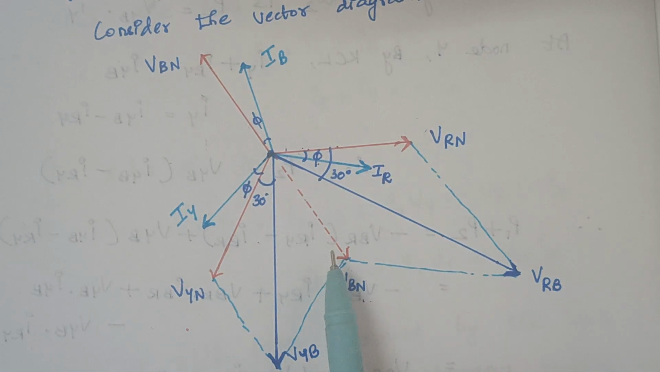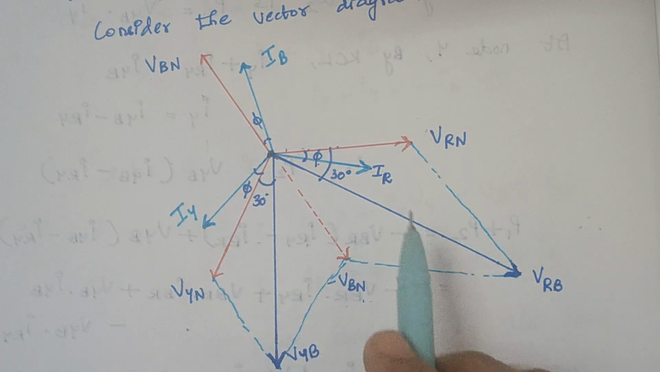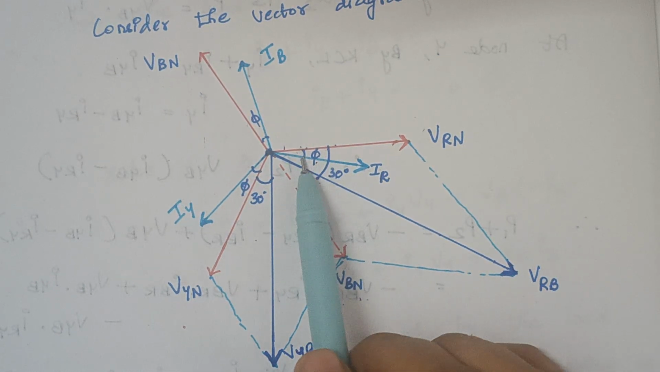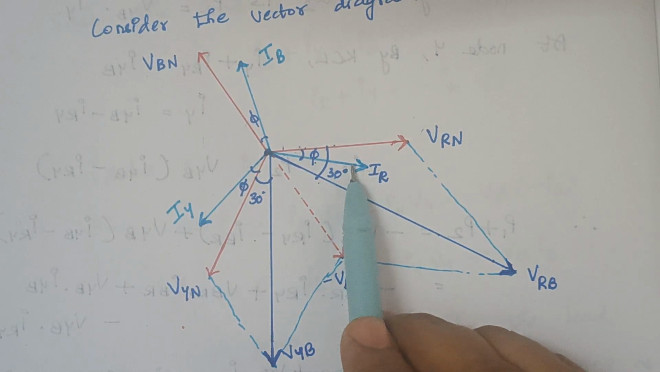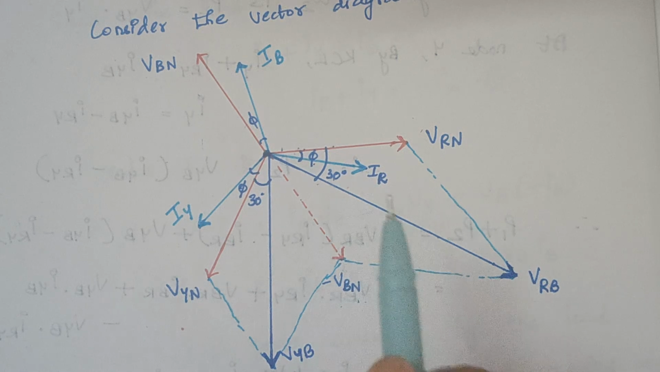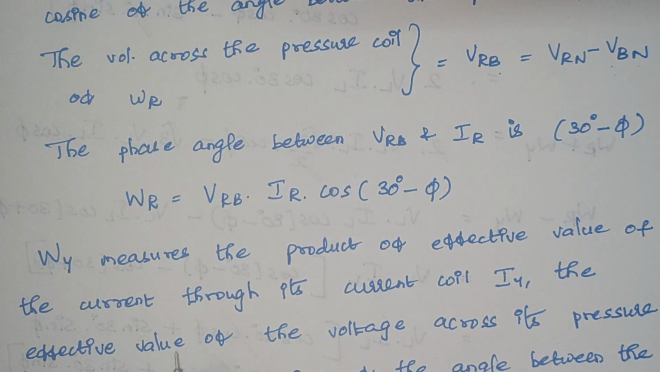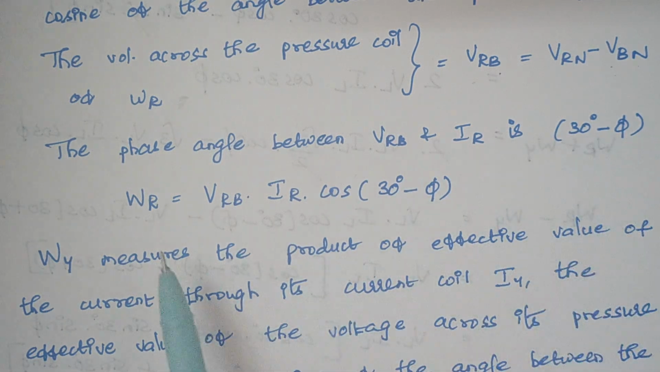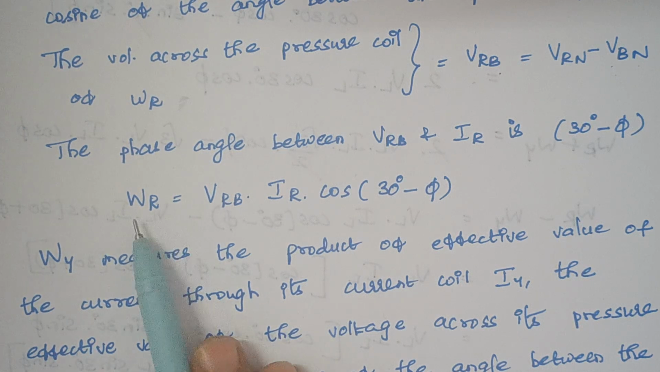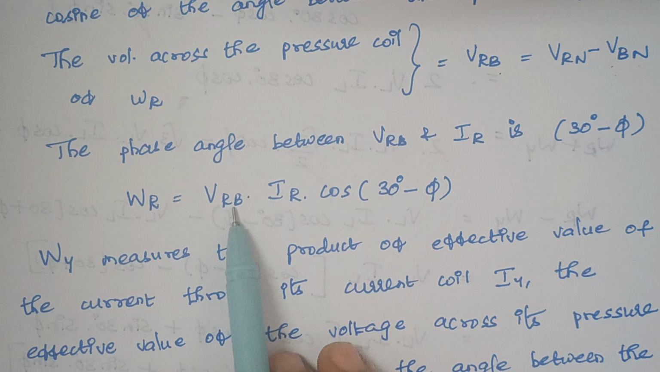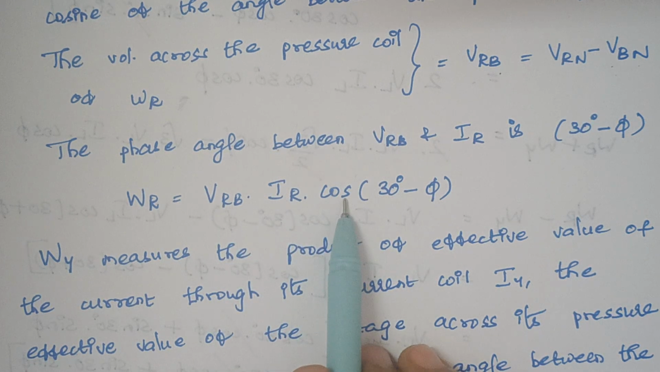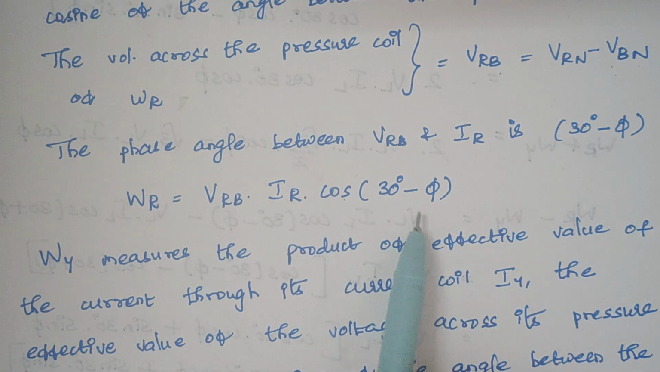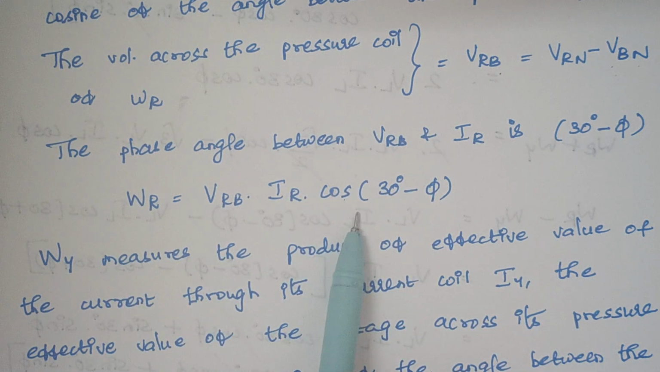Again, when you look at the angle between IR and VRB, we need this angle. The whole angle is 30 degrees and this angle is phi. So this angle is 30 minus phi. This is what we had written here: the angle between VRB and IR is 30 minus phi. Therefore WR is VRB into IR into cos of the angle between VRB and IR, which is 30 minus phi. So the reading measured by the first wattmeter is defined here.